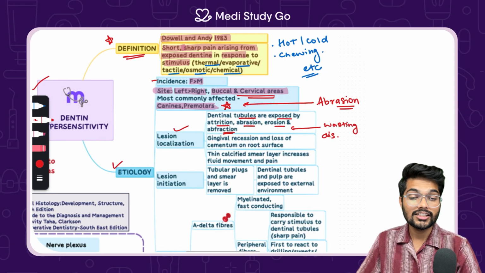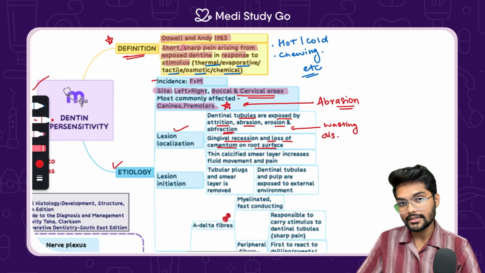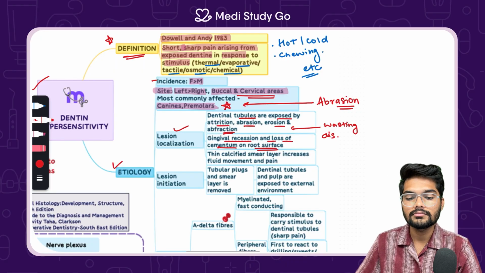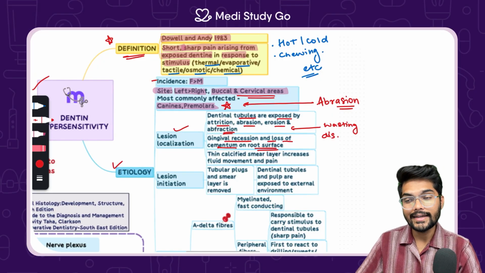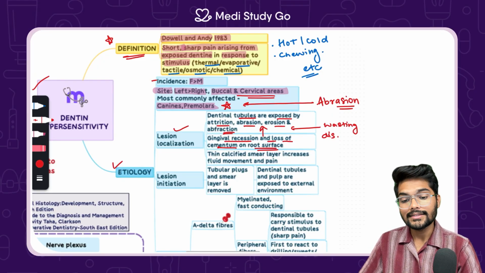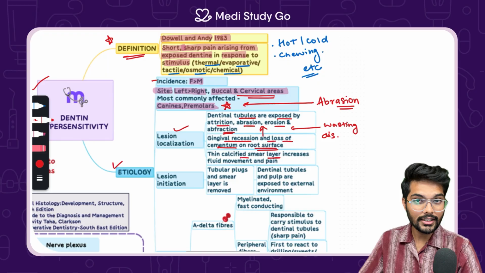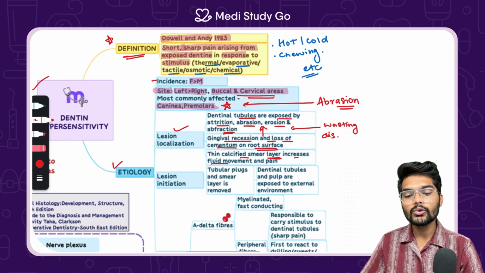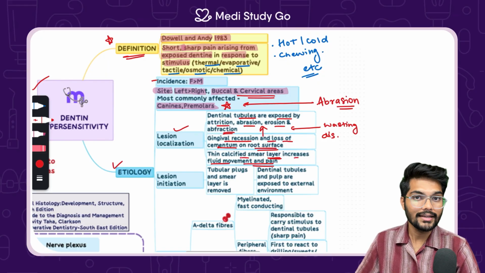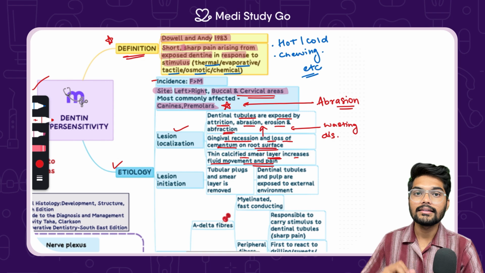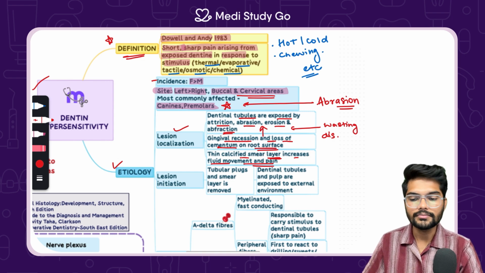Now, gingival recession and loss of cementum on root surface is another cause of this dentinal exposure. Thin calcified smear layer increases fluid movement and pain. This is one of the theories, and we are going to get back to this soon.